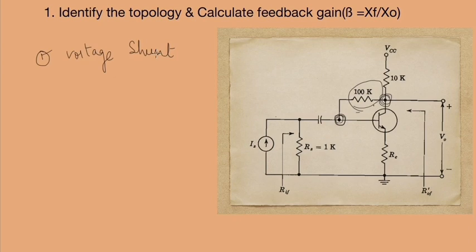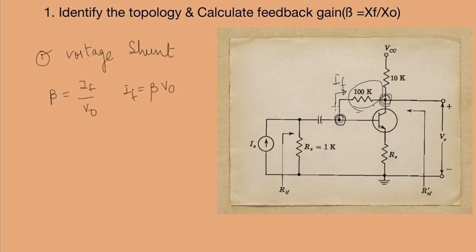Once the topology is identified, we have to calculate the value of beta here. As the topology is voltage shunt, that is, we have voltage at the output side and current at the input side, the value of beta is IF by V out. That is, feedback current is some fraction of the output voltage.